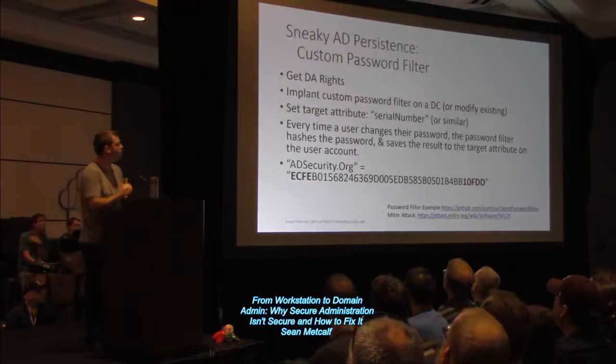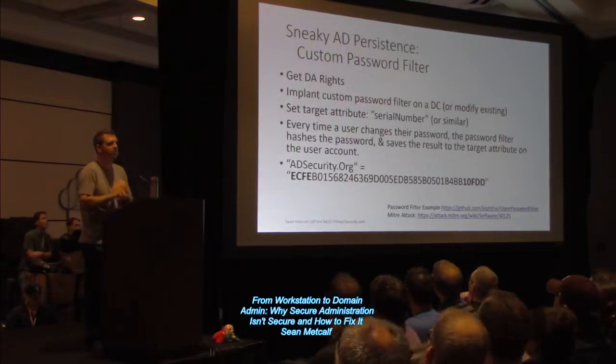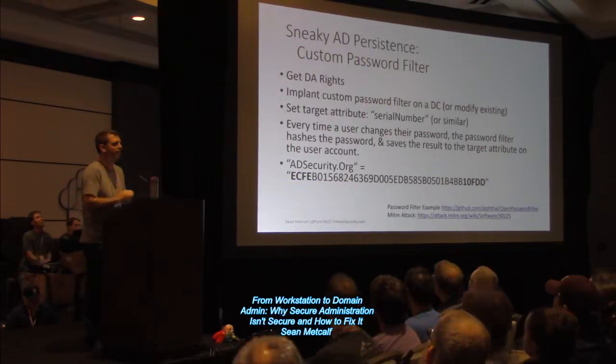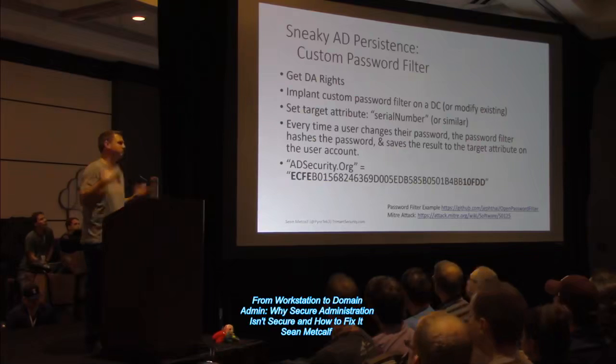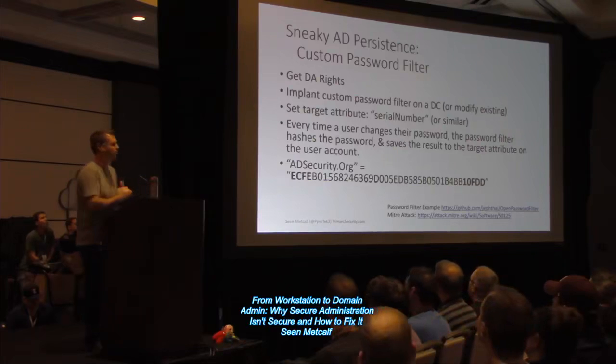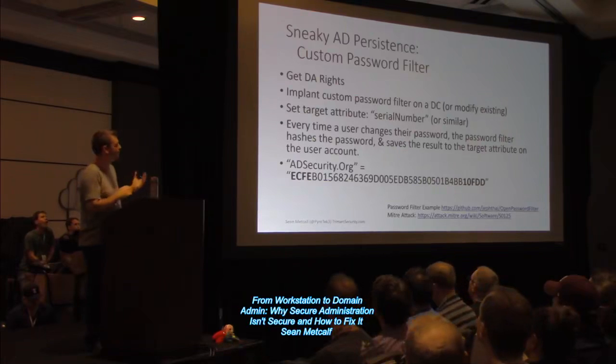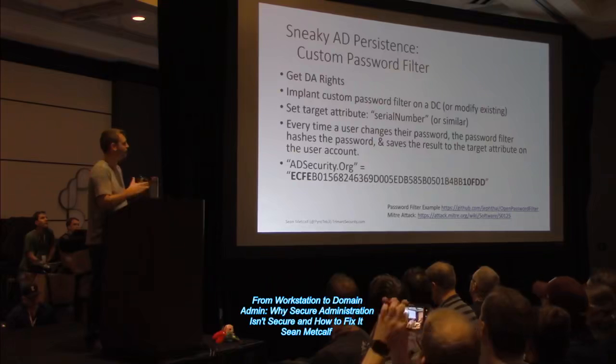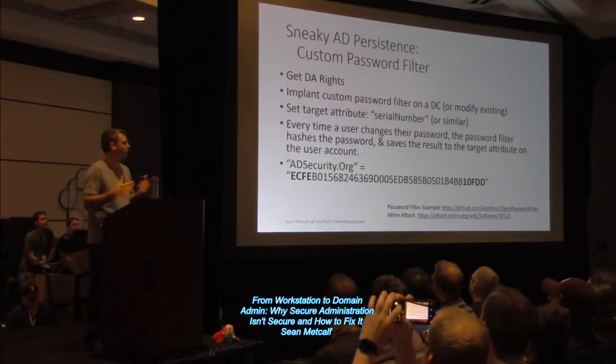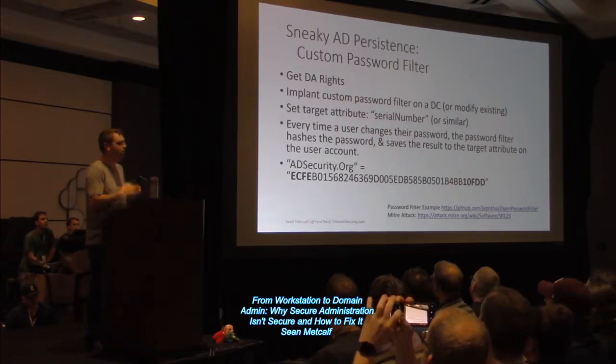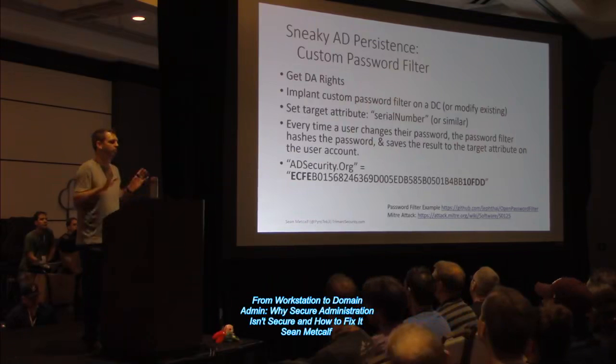So I have a little bonus section here, so I'm going to skip this and go to this. A new sneaky AD persistence, which I haven't talked about in a while. This is something that, let's just say, I ran into and figured out over the summer. Let's say we get DA rights. We implant a custom password filter on a DC or modify an existing one, and we set a target attribute as something like serial number.